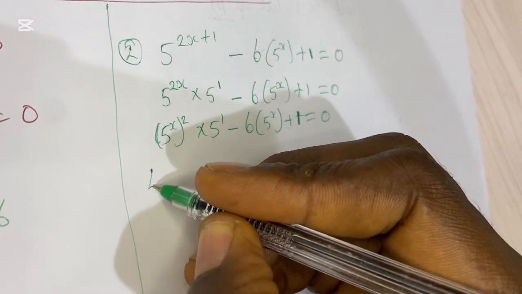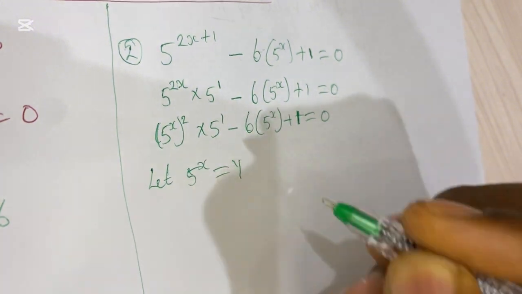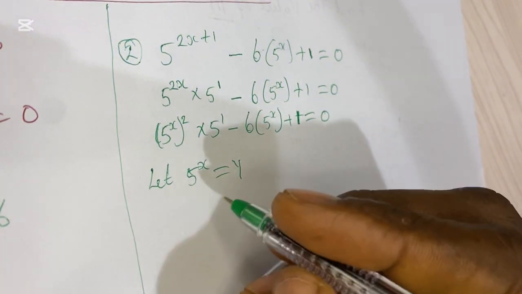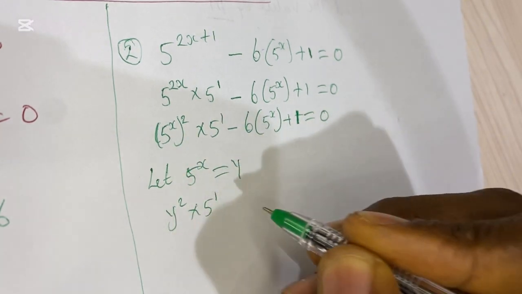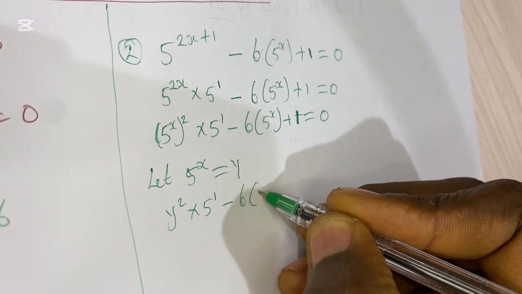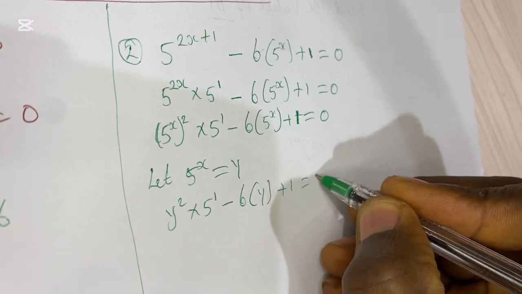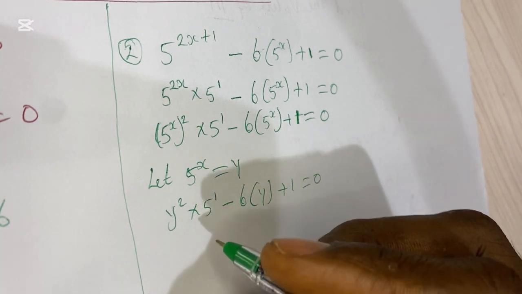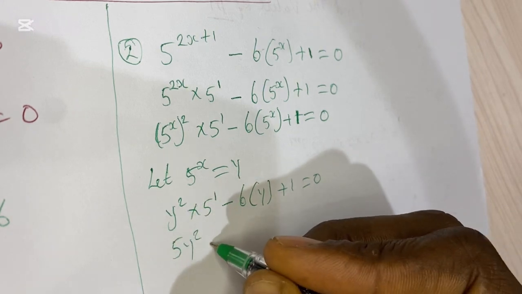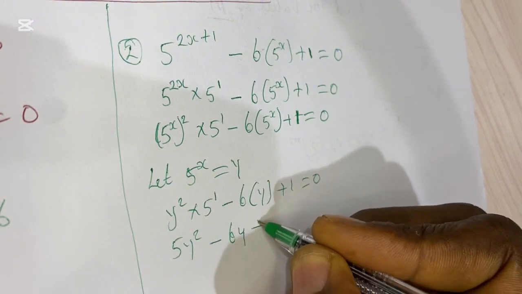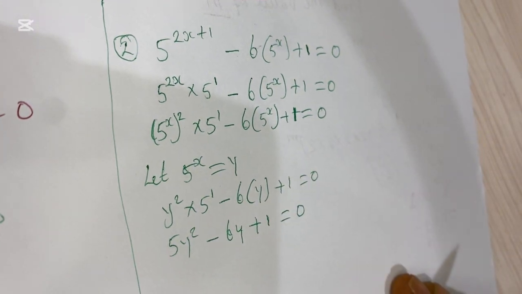Now let's assume, let 5 raised to the power x be equal to y, so that we can remove it there and substitute it with y. So this means that y squared times 5 raised to the power 1, minus 6 bracket y, plus 1, equal to 0. Evaluating, you now have 5y squared minus 6y plus 1 equal to 0. This now looks like a quadratic equation.